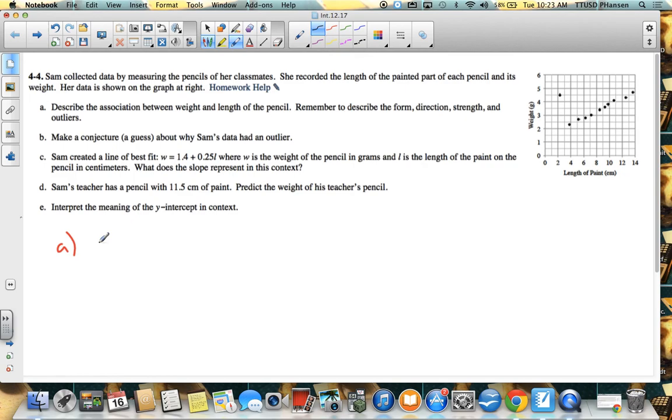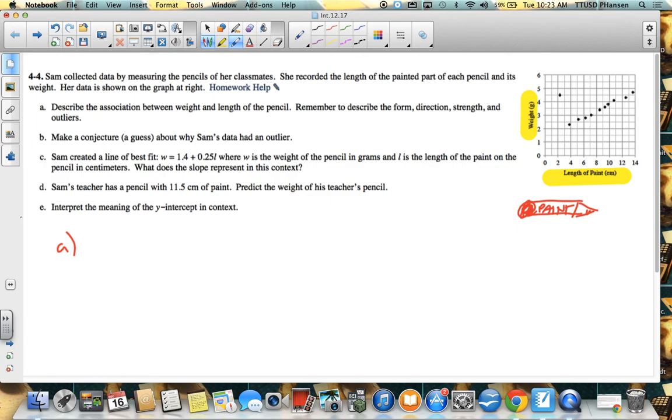So on this problem, Sam collected data by measuring pencils of her classmates. She recorded the length of the painted part of each pencil. So here's the length of the painted part, and its weight. Weight is that way, in grams. The painted part of the pencil, I'm assuming, is if you have a pencil, there's the eraser and there's the pencil and then it goes like that. This part is usually the painted part. Eraser here. Anyway, that's my pencil.